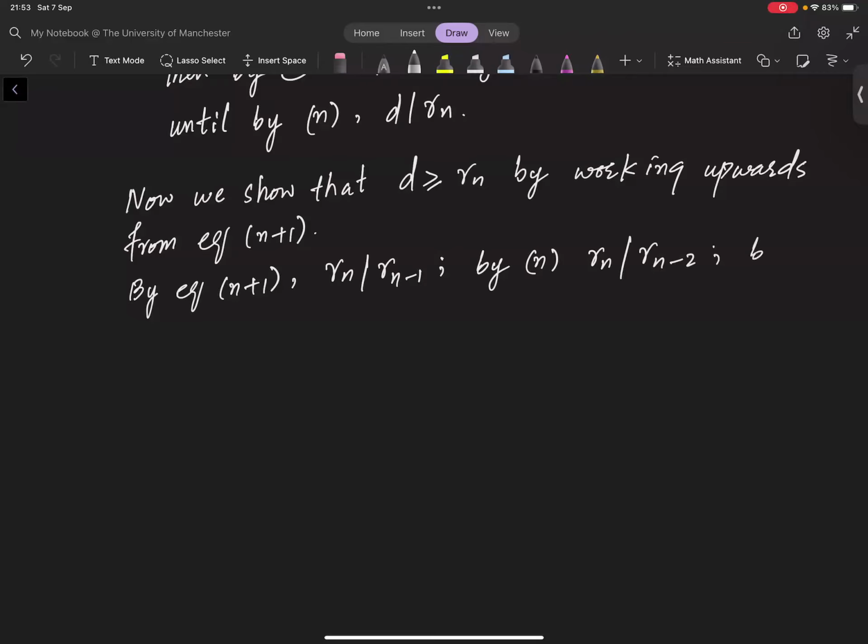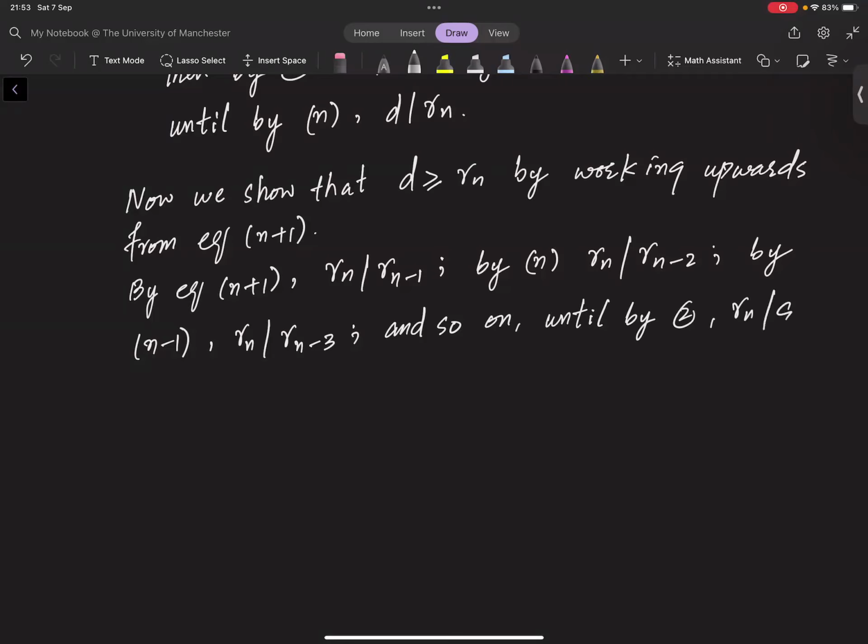And hence by n minus 1, we say that Rn divides Rn minus 3, and so on until by 2 Rn divides A, and then by 1 we say that Rn divides B.